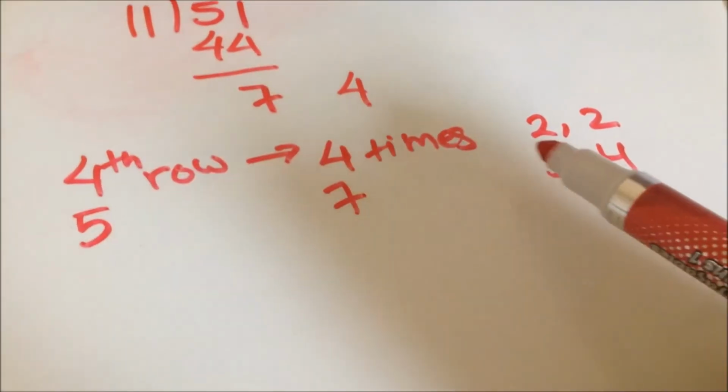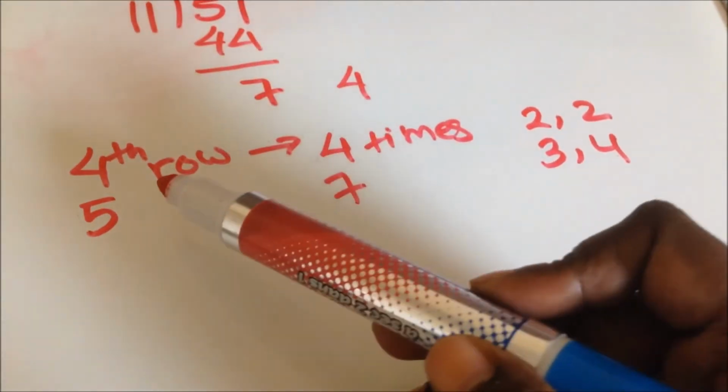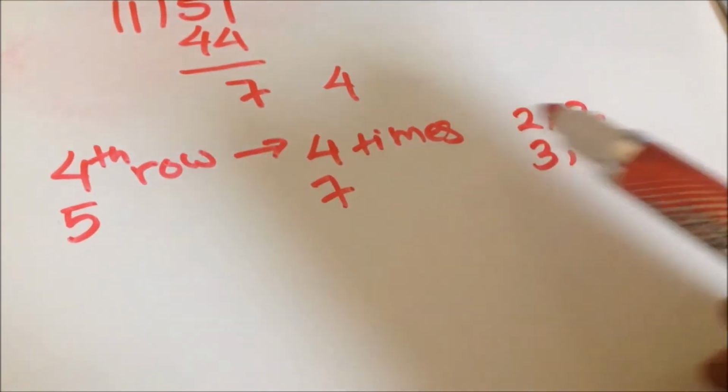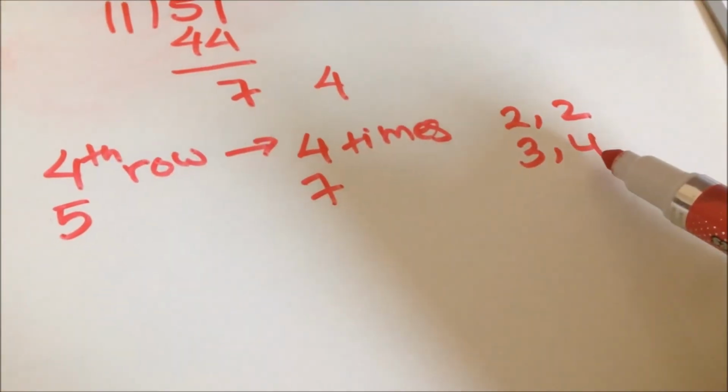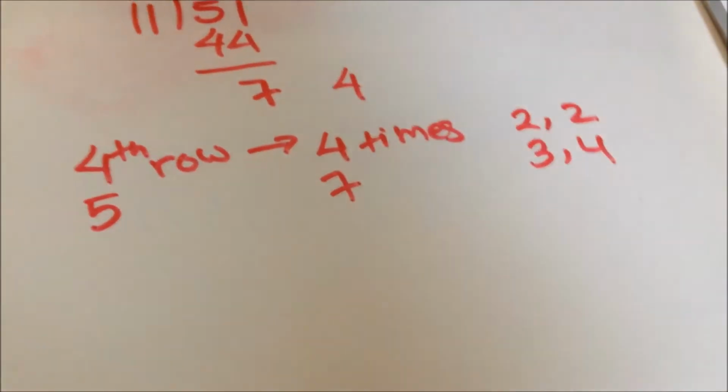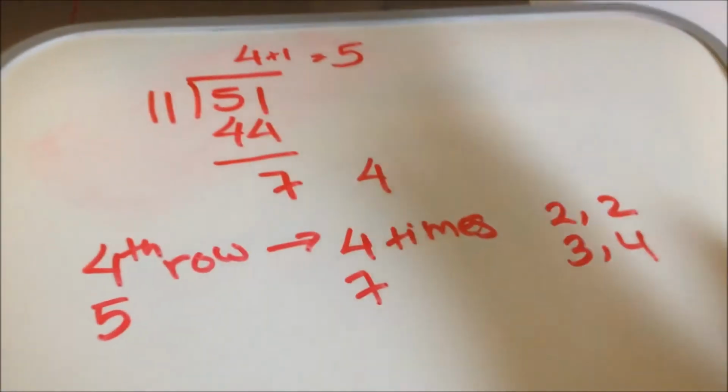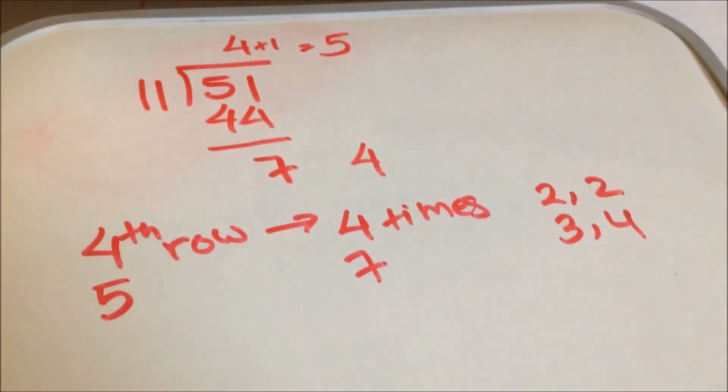So what I could do instead would be the 4th row 2 times, and then the 5th row 3 times, go back and do the 4th row another 2 times, and the 5th row 4 times. And that would give me the total number of increases.